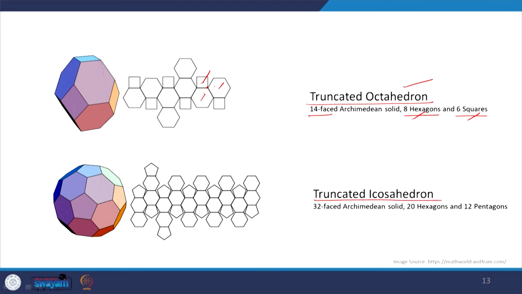Now the truncated icosahedron. What was the icosahedron? We had 20 equilateral triangular surfaces, such that at each point we have 5 triangles coming together. Now if we chop off, if we truncate each of the points on the icosahedron, we are going to get a pentagon. So instead of the points, now we have the pentagon, which is joining all the surfaces, and the triangle has now been truncated to result in a hexagon.